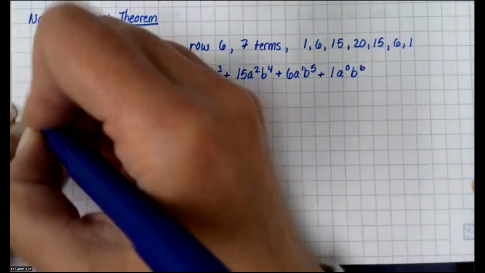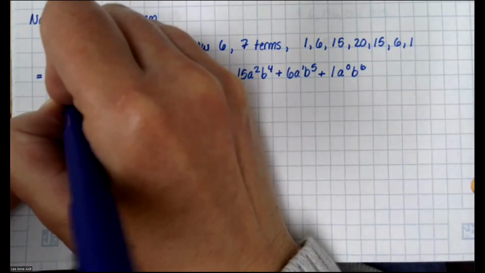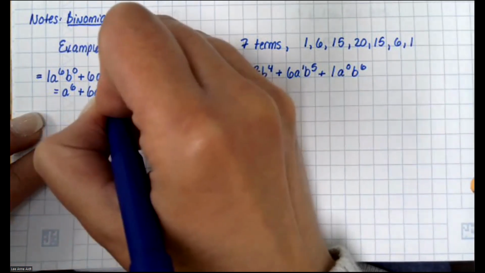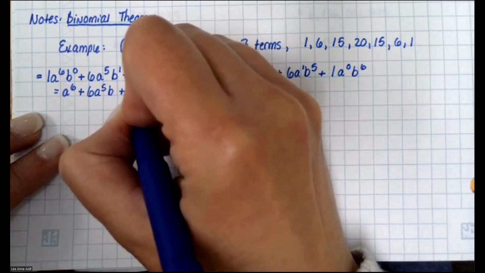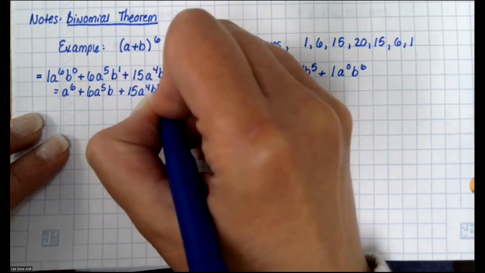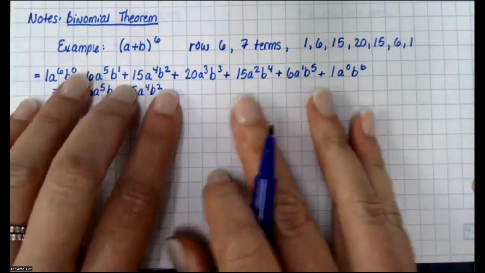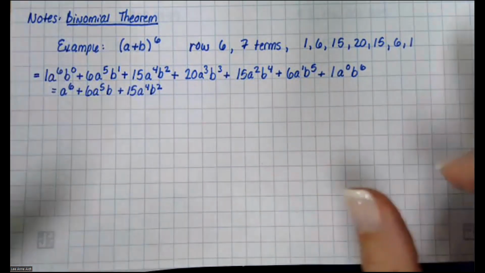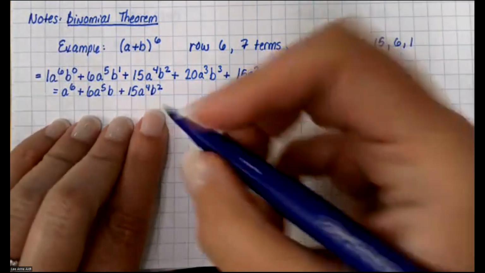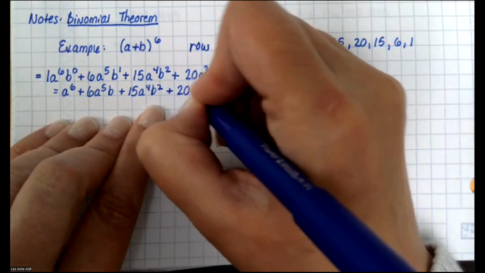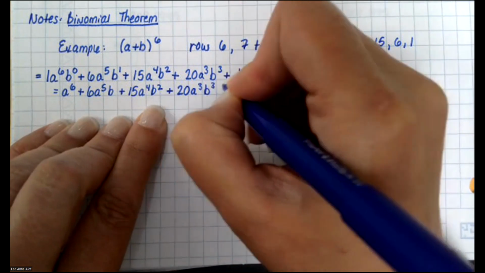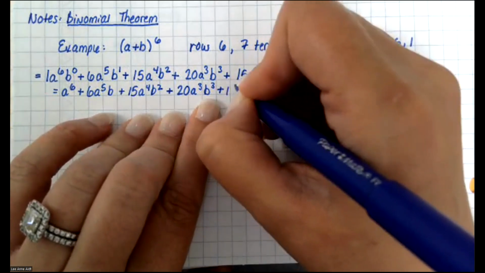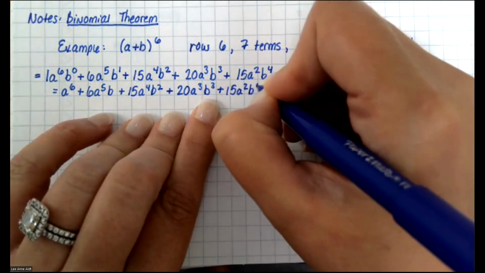Okay, now we just need to clean it up. A to the 6 plus 6, a to the 5th, b. 15, a to the 4th, b squared. By the way, if you're doing this and you're able to just not write the things with the ones, that's okay. You can skip directly to this step if you're good at it already. You won't be able to do that forever because they're not always just going to be A and B, but for today you might be able to.